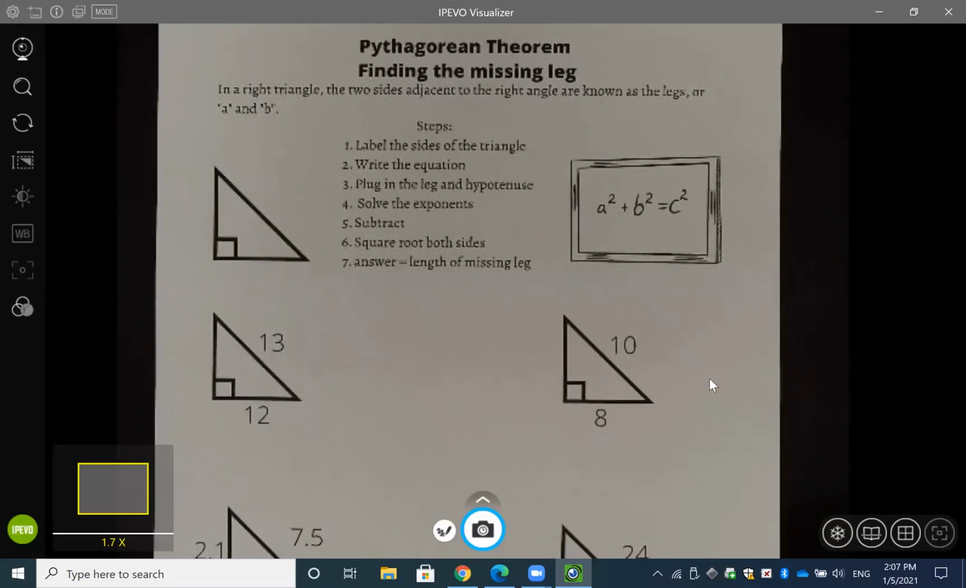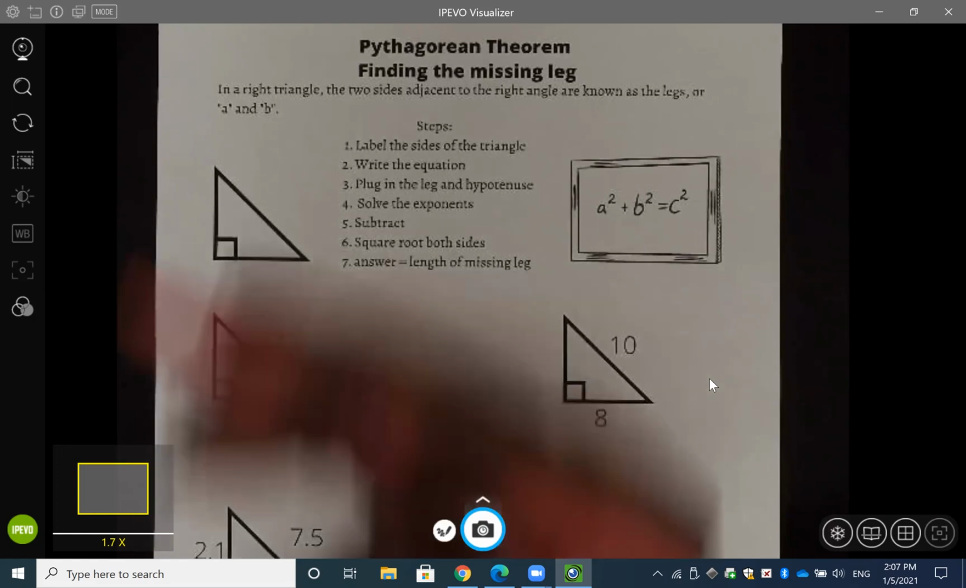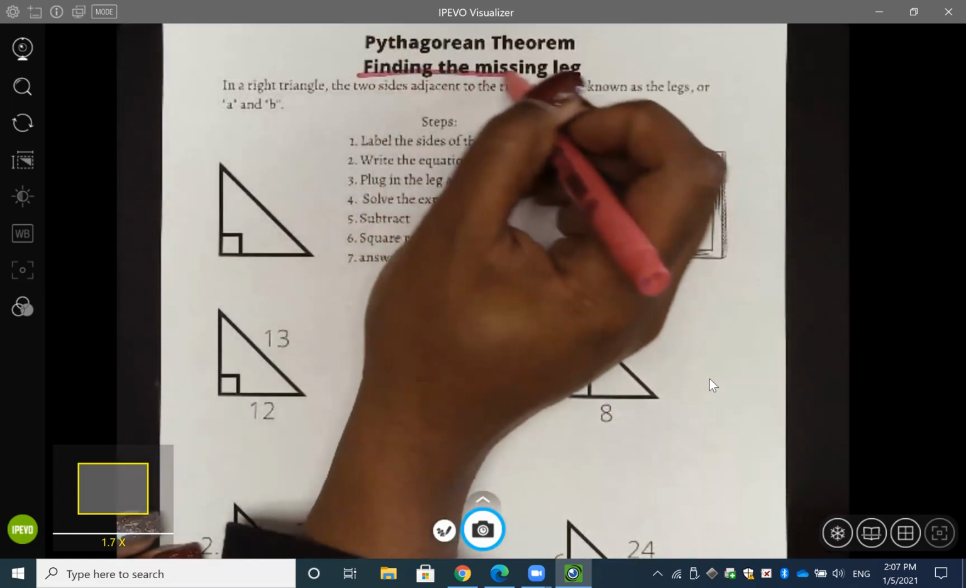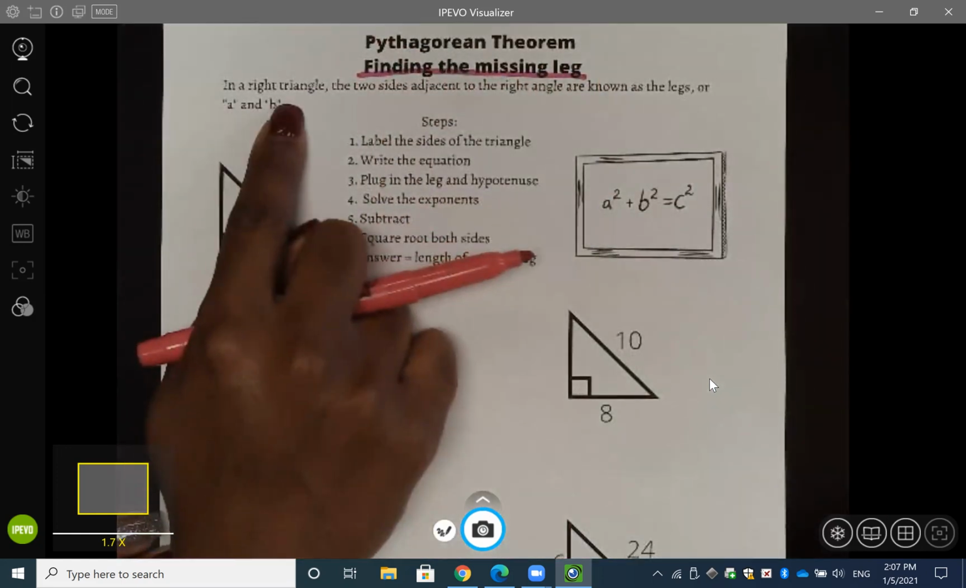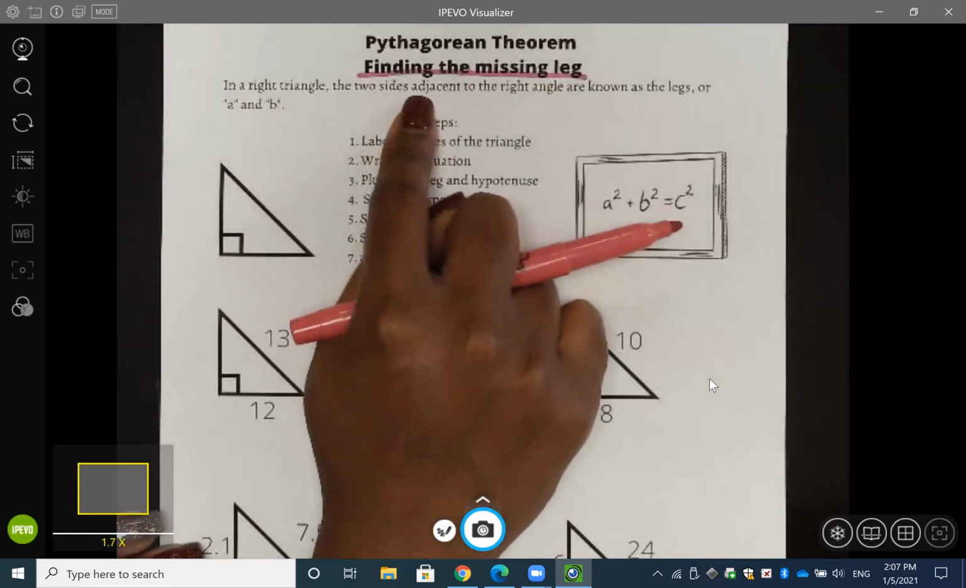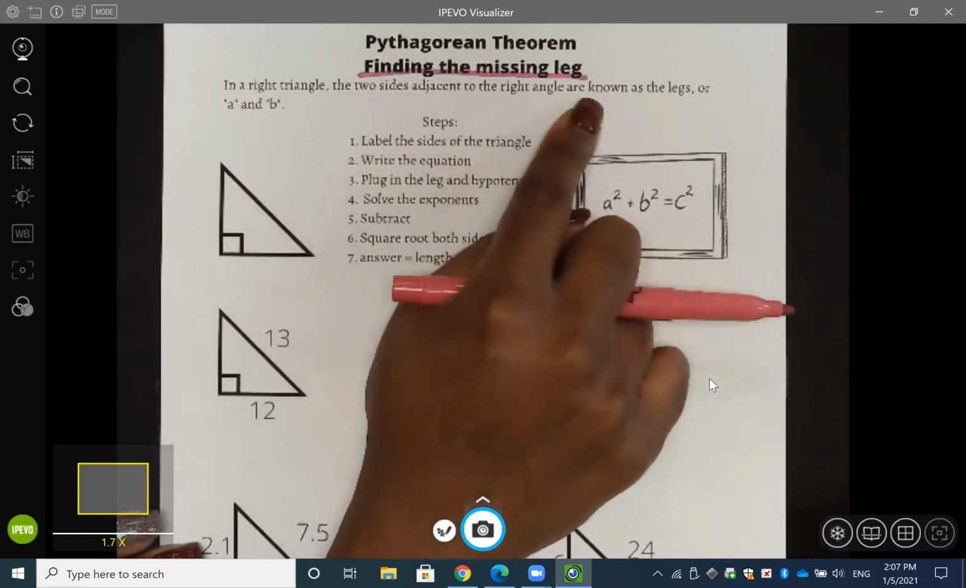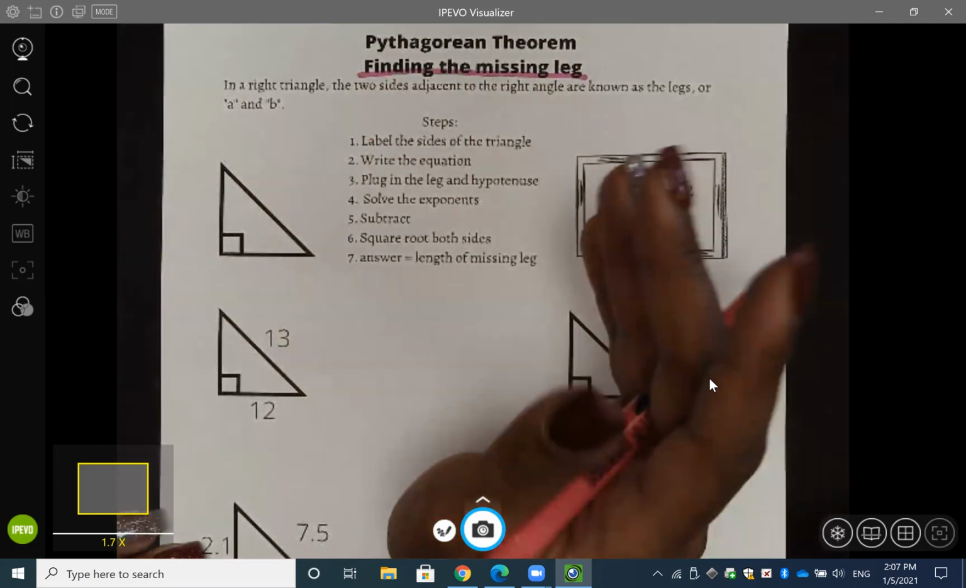Hi guys, it's Miss Powell here, and today we are on Pythagorean theorem and we are finding the missing leg. In a right triangle, the two sides adjacent to the right angle are known as the legs, or A and B.